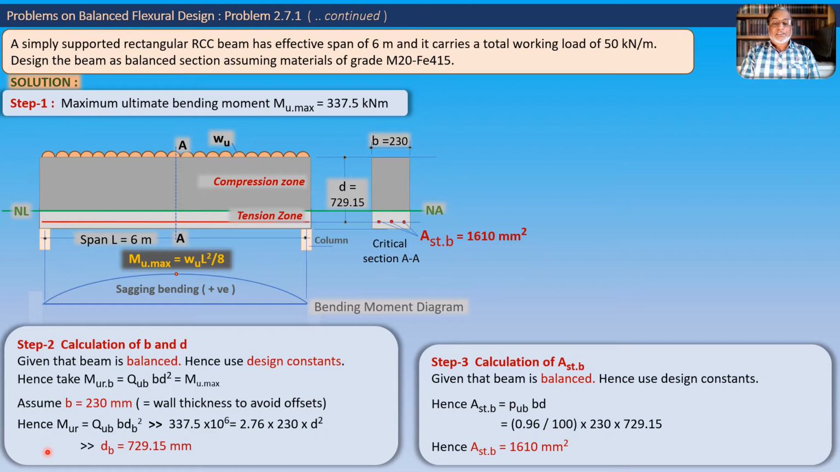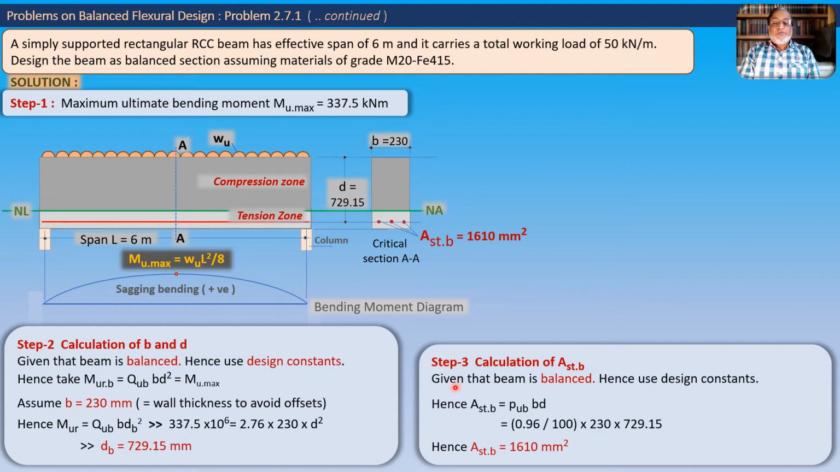Step 3 is about calculation of area of steel required. We have calculated the values of b and d here, and the next step is calculation of area of steel. That will end the problem. So this was the value of b as shown in this diagram, and this was the value of small d as shown here. Now we are left with calculation of Ast.